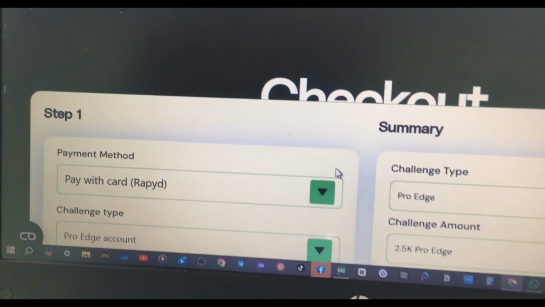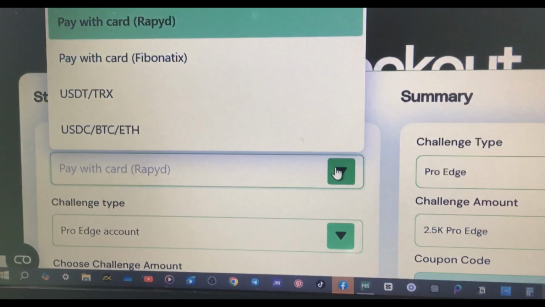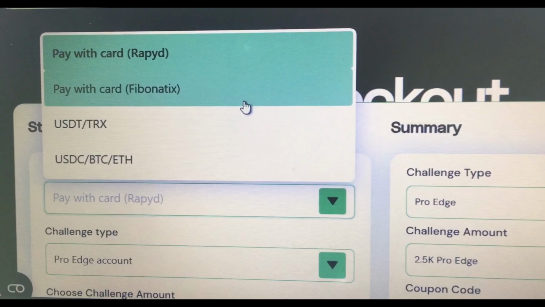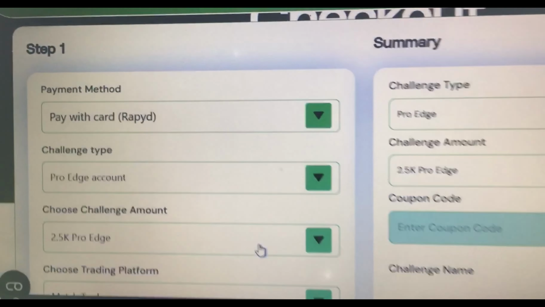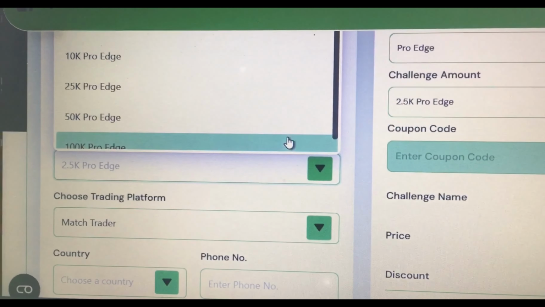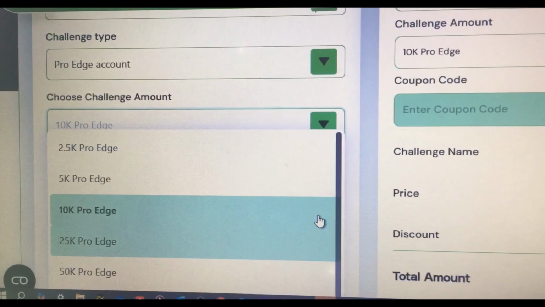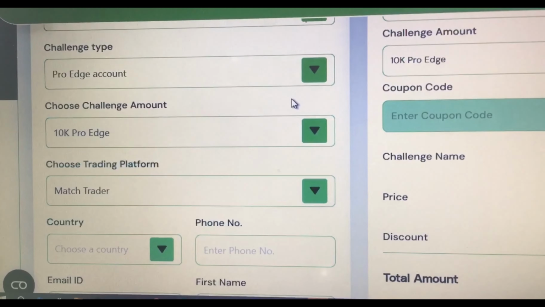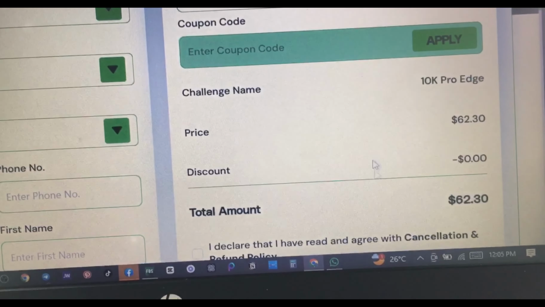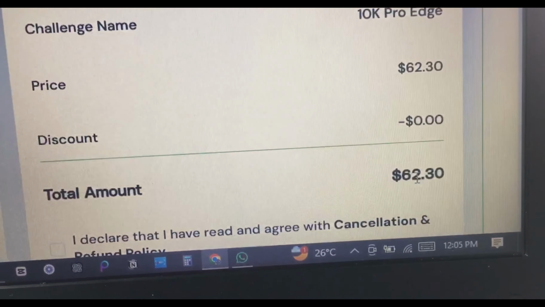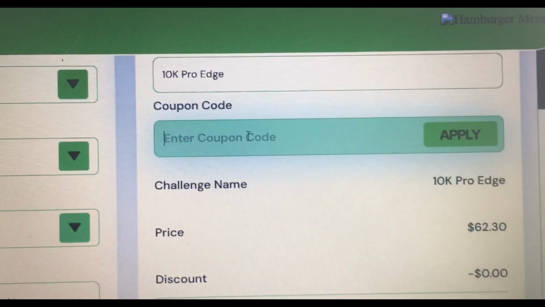Their payment methods are crypto and card payment. I'm going to be paying with card because that's the one I have. I don't have crypto, so I'll pay with card. So click on 10k MasterTrader, and this is the account. It costs 62.30, but then we are going to put in the code. Let's put in the code.